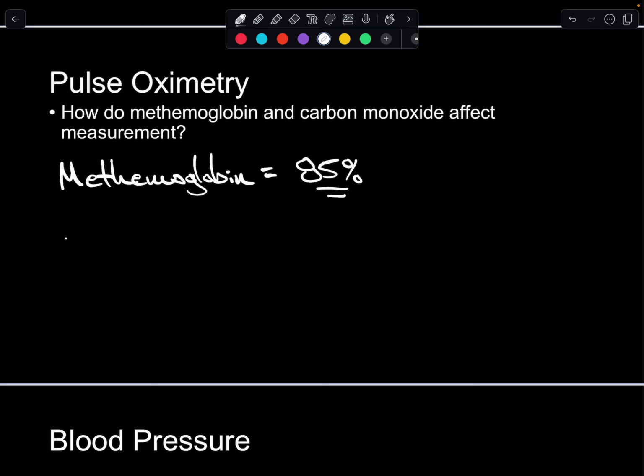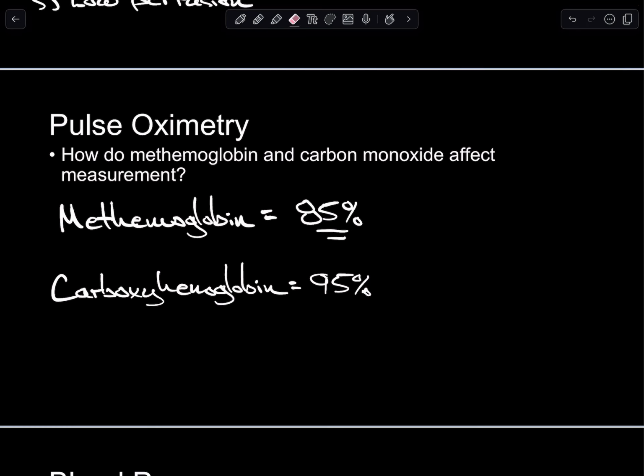And then carboxyhemoglobin causes a falsely high SpO2 reading around 95%. So this is almost always going to be falsely high, and it can be caused by smoke inhalation, volatile anesthetic degradation, and then treat it using 100% inspired O2 and then hyperbaric oxygenation if needed.